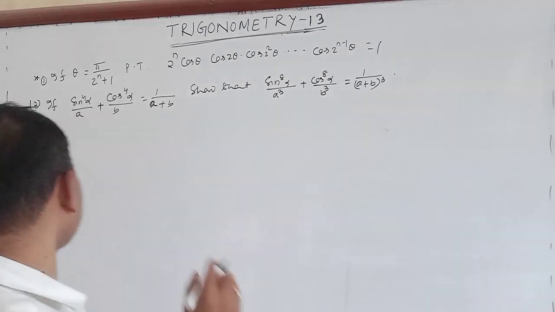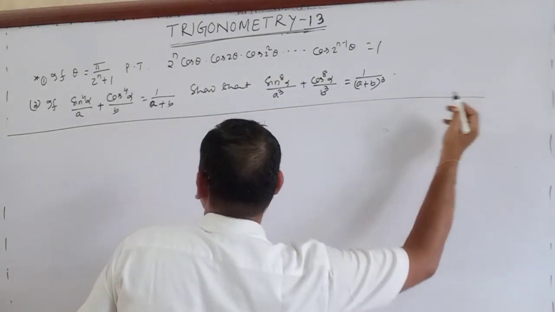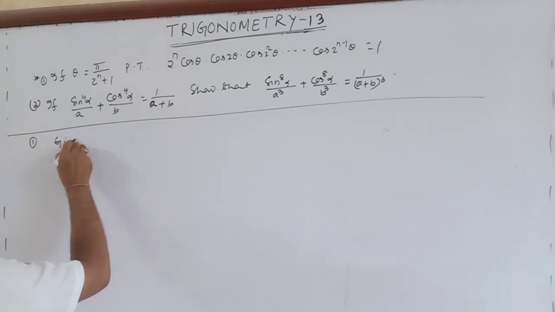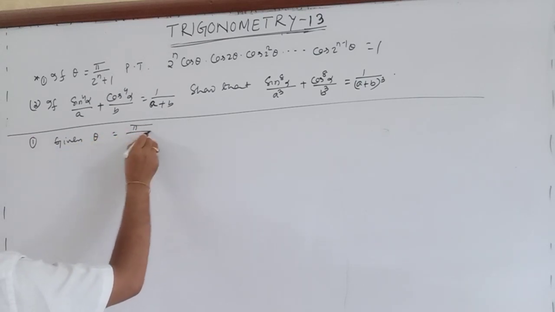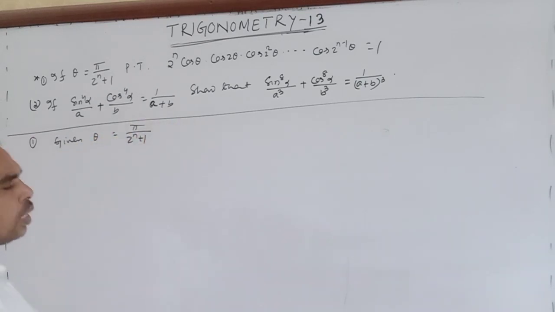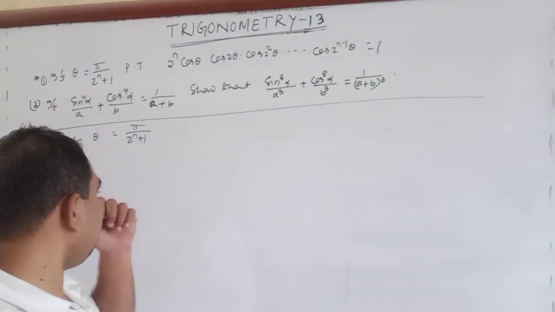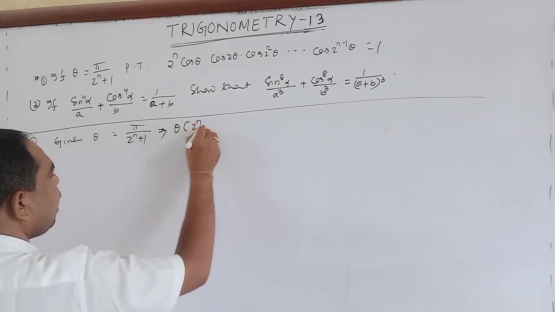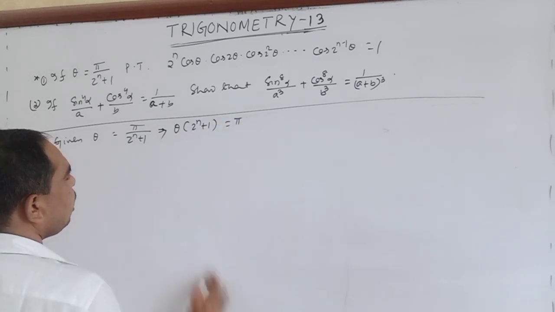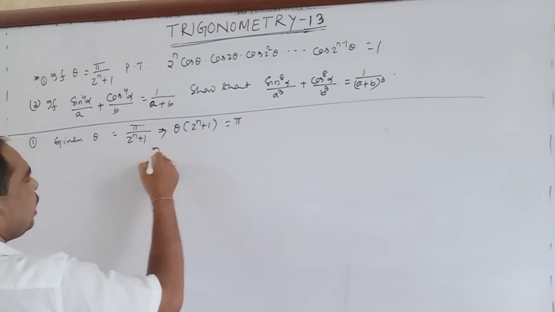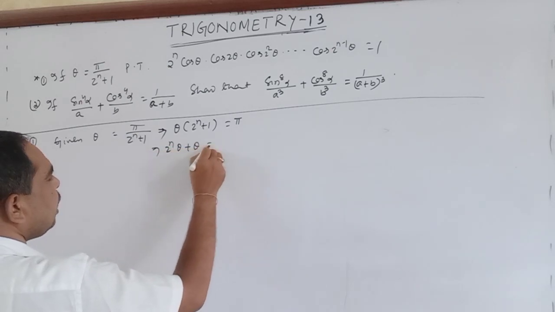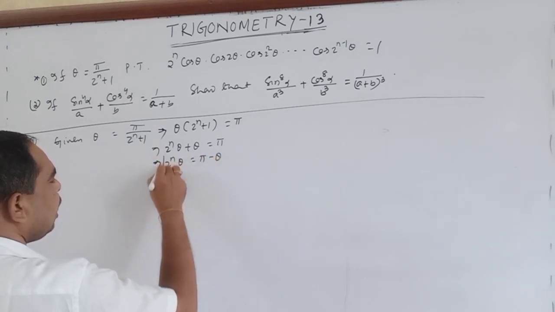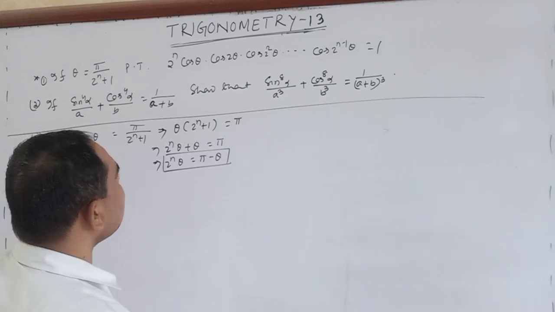Next question. Given theta is equal to pi by 2 to power n plus 1. So this implies theta into 2 to power n plus 1 is equal to pi. So 2 to power n theta plus theta is equal to pi, which implies 2 to power n theta is equal to pi minus theta.